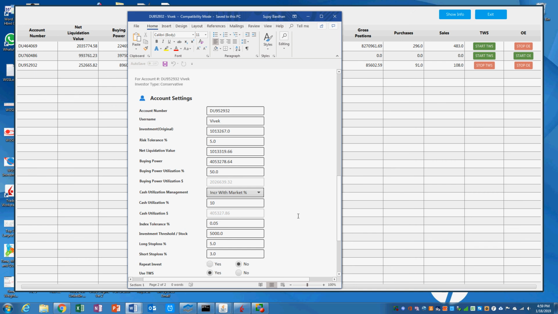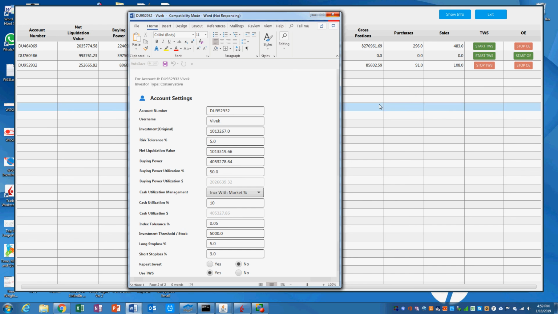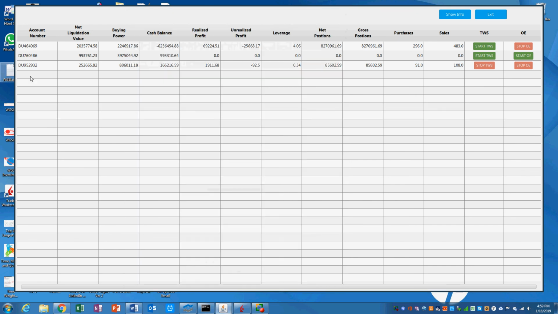So it's all configuration driven. That's the point I'm trying to make. A guy who is aggressive could make $69,000 from his $2 million in a day. A guy who is conservative, from his 250, is able to make $1,900. So that's the difference, and you can see the leverage usage is completely different. One is using 4 times leverage, and another one is only using 0.34. So this would basically give you the story of how configurations would drive the ROI.